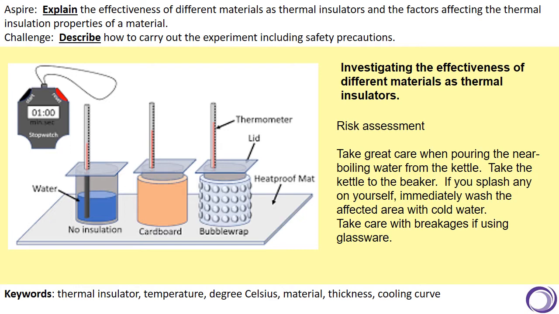Basic setup looks something like that. We've got beakers there with hot water in, insulating materials around them and a lid. The reason we need a lid is otherwise we're going to end up with convection. We're going to end up with the hot air above our hot water rising as it gets less dense, and we'll lose heat that way. We want to restrict that because we're concentrating on looking at preventing the conduction of heat through the material.